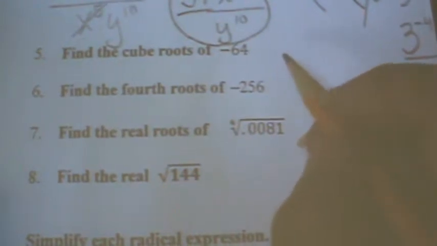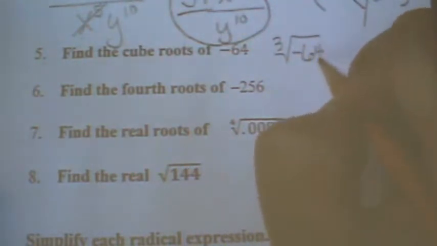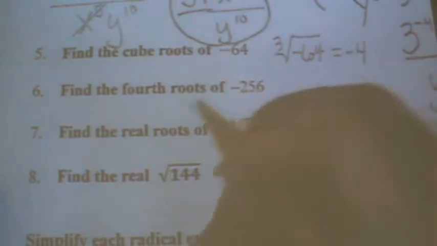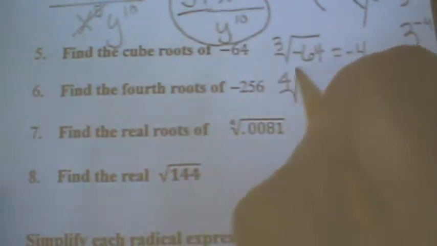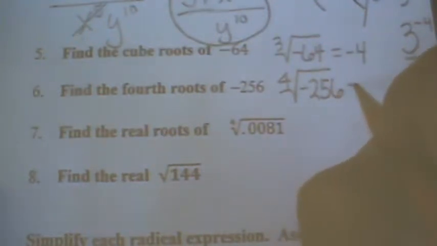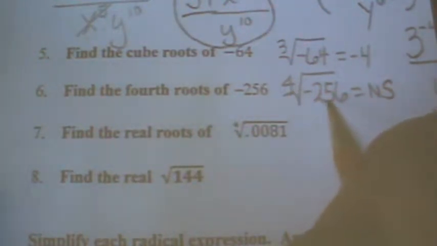Okay, these four should be really easy. How do you find the cube root of a number? The cube root of negative 64 is what? Negative 4. What about the 4th root of negative 256? No solution. Why? Because if the index is even, this number can't be a negative number.